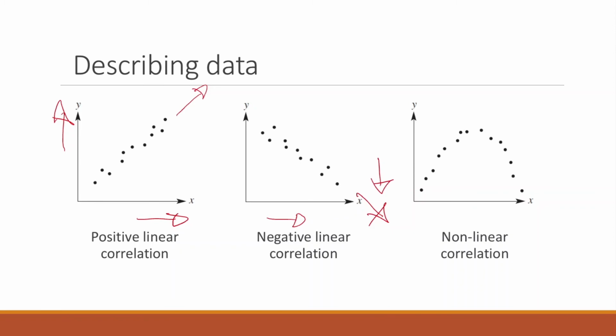Sometimes there's nonlinear correlations. So an example would be temperature and maybe number of people out for a walk. So if it's too cold, there won't be many people going for a walk. If it's too hot, same result. Not many people out for a walk.